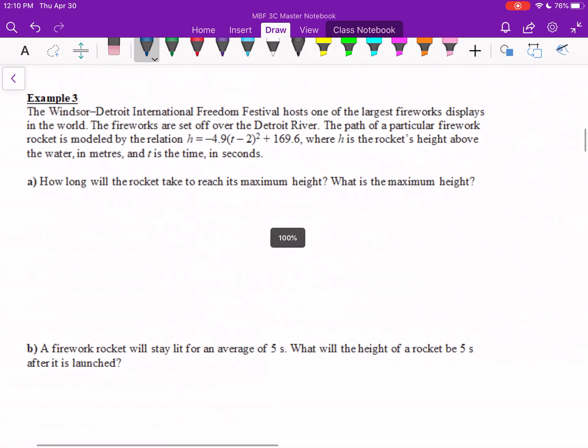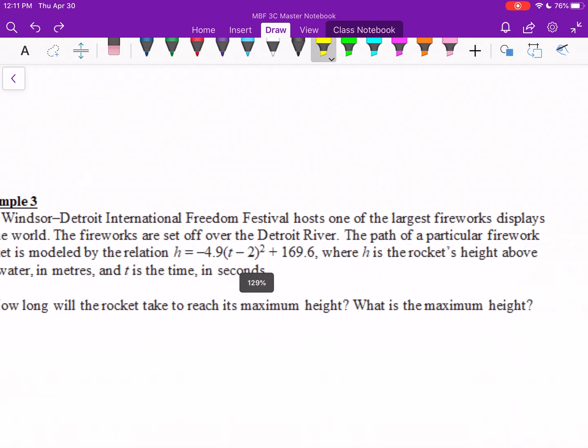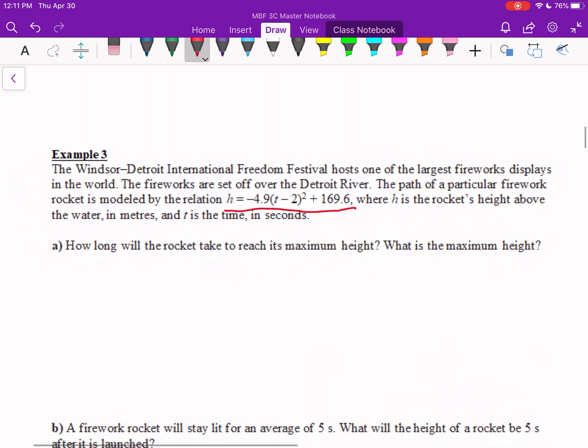And one more example. This one's a word problem. The Windsor-Detroit International Freedom Festival hosts one of the largest fireworks displays in the world. The fireworks are set off over the Detroit River. The path of a particular firework rocket is modeled by this relation right here, where h is the rocket's height above water in meters, and t is the time in seconds. So instead of having y and x again, this time we've got h and t, height versus time.